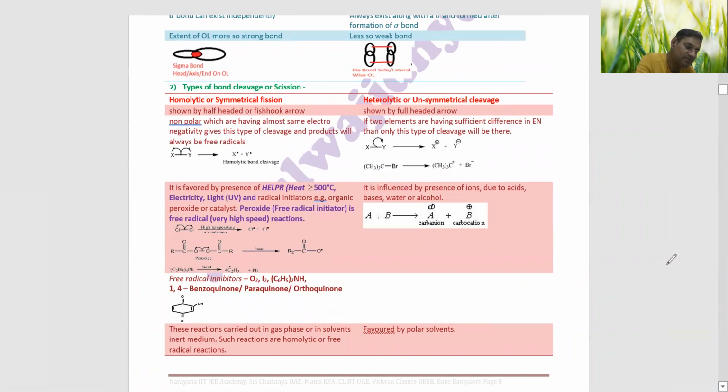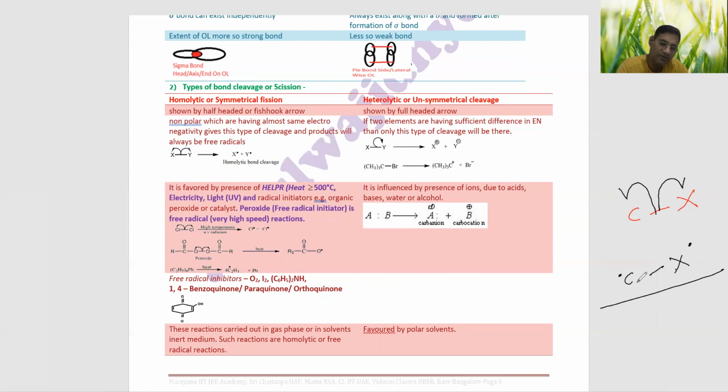Now see, suppose there is a covalent bond between these two atoms. Which atom is more electronegative? X is more electronegative. So one electron will be shifted to here and another electron will be shifted to here. C and X, two elements are there. If suppose both have the same electronegativity, then one electron will be shifted here and the second electron will be shifted here. So this carbon will have one free electron and this X atom will have one free electron.